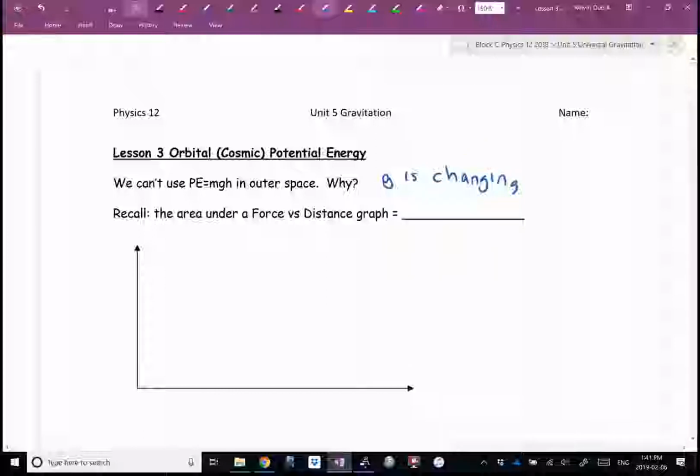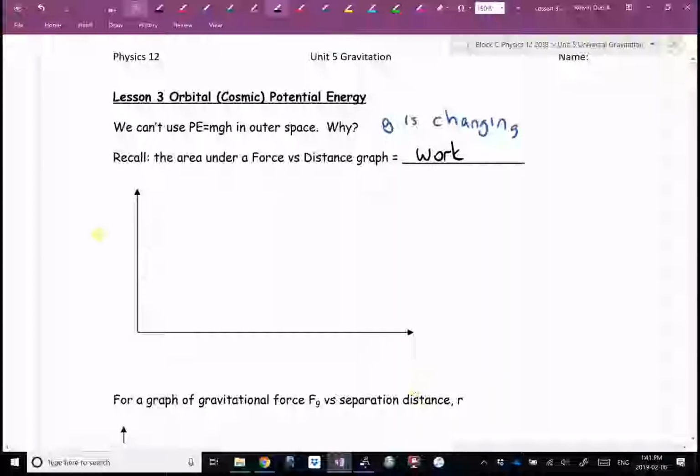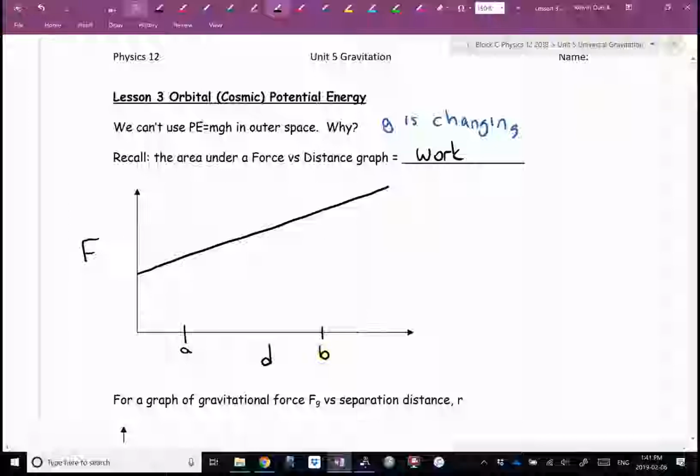We're going to start out by recalling that the area under a force versus distance graph, we said that was equal to work. But I'm going to be even more specific now. So if you could label this graph with a force versus distance, and let's put a kind of generic, there's my graph. But I'd like you to do one more step. I'd like you right around here to put a random point little a, and right here to put a random point little b.